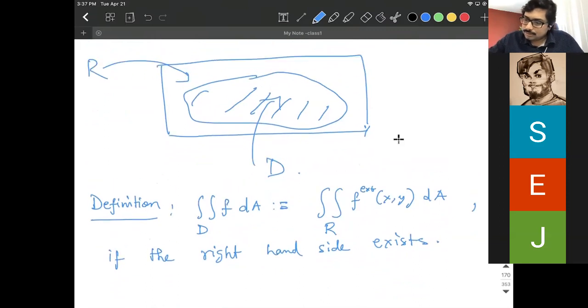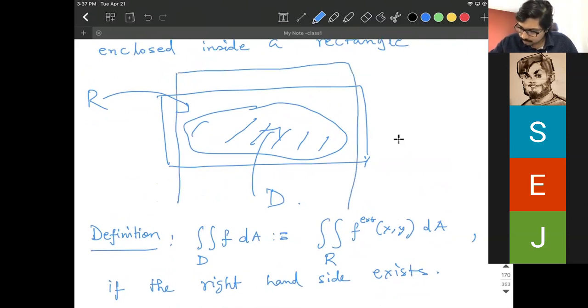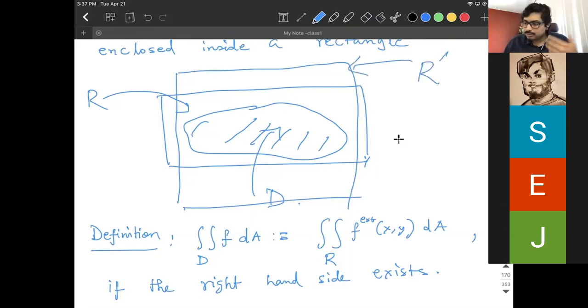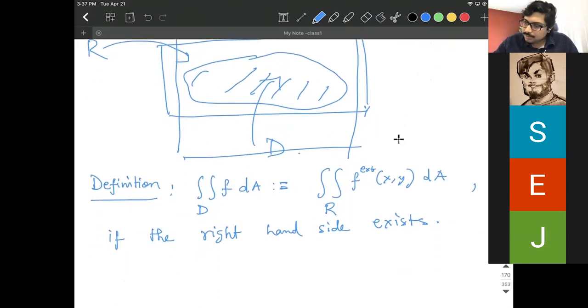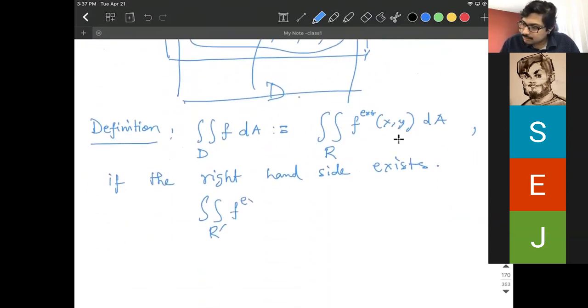Okay, so the thing is that once you are choosing a rectangle which encloses this D, your choice is not unique, right? So there could be a different rectangle, let's say R prime, which also encloses D. And then you can play the same game. You can define the double integral along R prime of this f x dA, and suppose that this also exists. Then what guarantees that these two numbers are same, right?